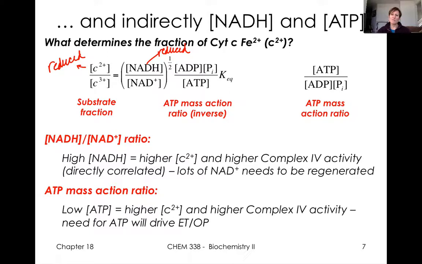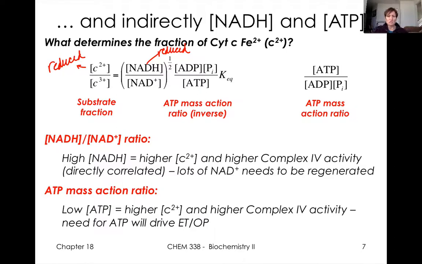The amount of cytochrome C in its reduced state is indirectly related to the concentrations of NADH and ATP. This is something we'll spend some time on in class, two fractions that we talked about. One relates ATP with its hydrolysis products, set up in this way as we see on the right here. This is what we call the ATP mass action ratio. Sometimes we'll refer to that, and it's a direct indicator of whether we're in a need state or a fed state. Similarly, we can think about the ratio of NADH and NAD+, determining whether we're in a need state or a fed state.